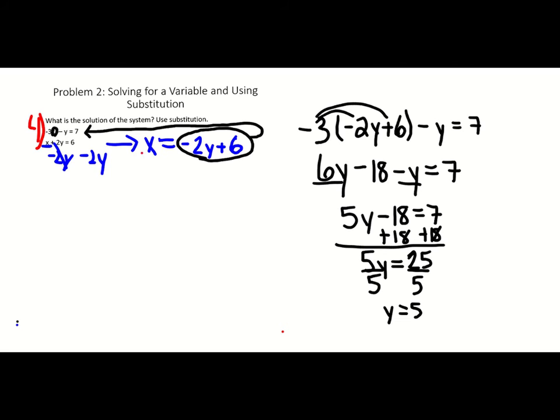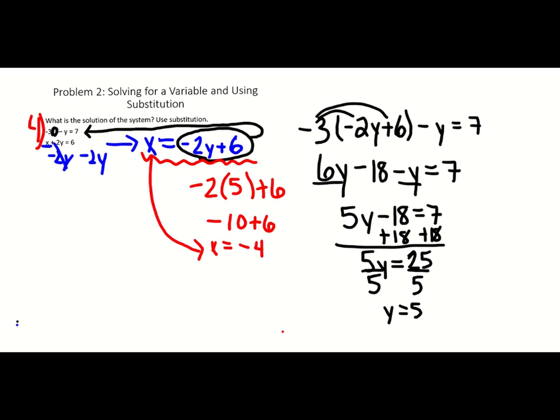I like to go back into the equation I already solved for x. So I'm going to go back to this equation, x equals negative 2y plus 6, and I'm going to plug my y value back in. Y was 5, and I'm going to simplify. Negative 2 times 5 is negative 10, and negative 10 plus 6 is negative 4. So x is negative 4, because this was all about the x value. So if x is negative 4 and y is 5, my final answer as a point would be negative 4, 5.